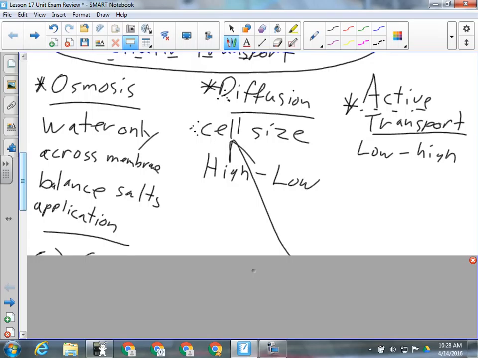Okay, we did that activity with the cubes. That was the whole purpose of that activity, was to illustrate what happens as a cell gets bigger. Does a cell's shape affect its ability to transport things by diffusion? That surface area and volume. Okay, all of that is really important there.